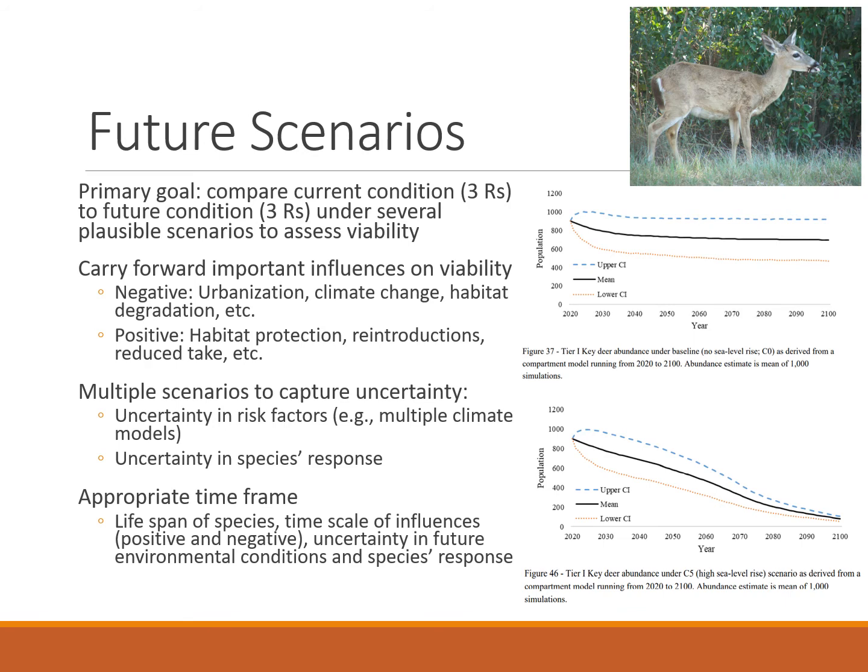You also want to make sure that you're using an appropriate time frame to project out these future scenarios. So this is not only based on the species itself, so looking at the lifespan perhaps of the species and generation times, but also the time scale that influences themselves. And again, these are both the positive and negative influences. And you're going to have to address the uncertainty in the future environmental conditions as well as the species response to those. So again, looking at this example to the right of the key deer curves, if you look out maybe to 2030, they don't have a huge response that's different, but when you look out to 2090, you can see that between those two models, there is a very significant difference in how the population is doing.